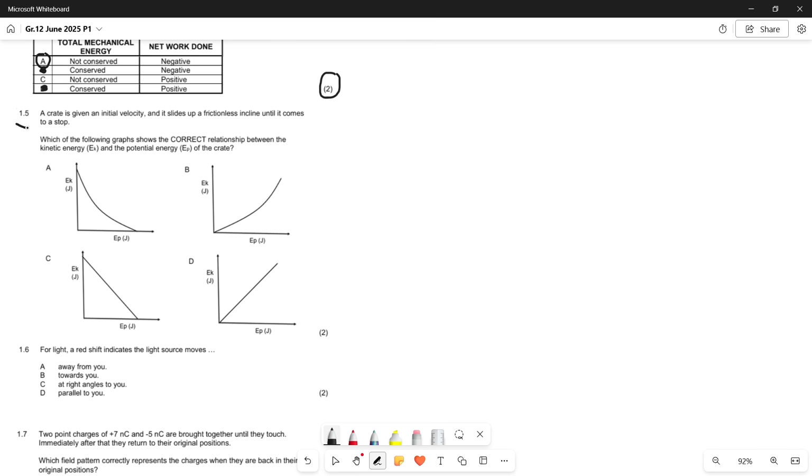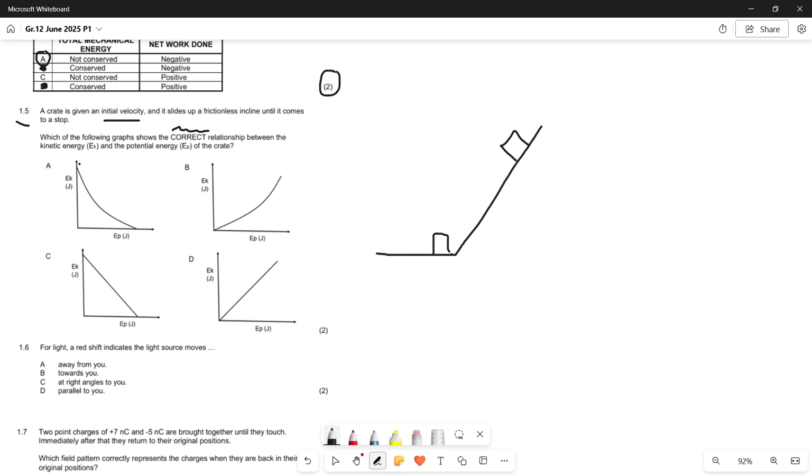So then 1.5, it says a crate is given an initial velocity and it slides up a frictionless incline until it comes to a stop. Okay, so we have a crate sliding up a frictionless inclined plane until it comes to a stop. So which of the following graphs shows the correct relationship between the kinetic energy, the EK, and the potential energy, EP, of the crate? Okay, so we have A here, this graph is going down with a curve. B here, this graph is going up with a curve. C is going down a straight line. D is going up with a straight line.